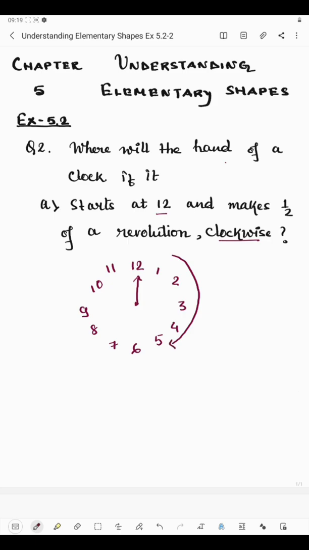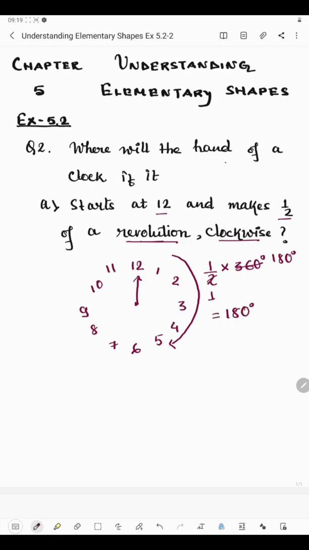Now here the revolution is given in fraction, so we have to convert the fraction into degrees. So how will you convert this? Half of a revolution. Now a complete revolution is 360 degrees. Now half of 360 degrees, we will divide by 2. So 2 divided by 2 is 1, and 360 divided by 2 is 180 degrees. So in the numerator we have 180 degrees into 1, which is 180 degrees.